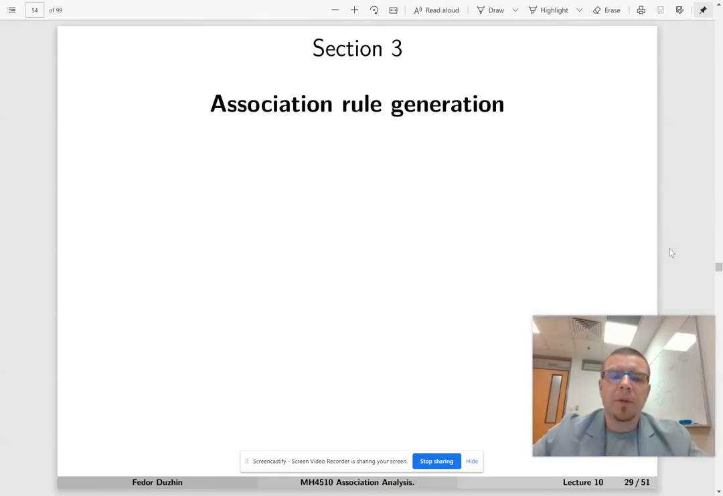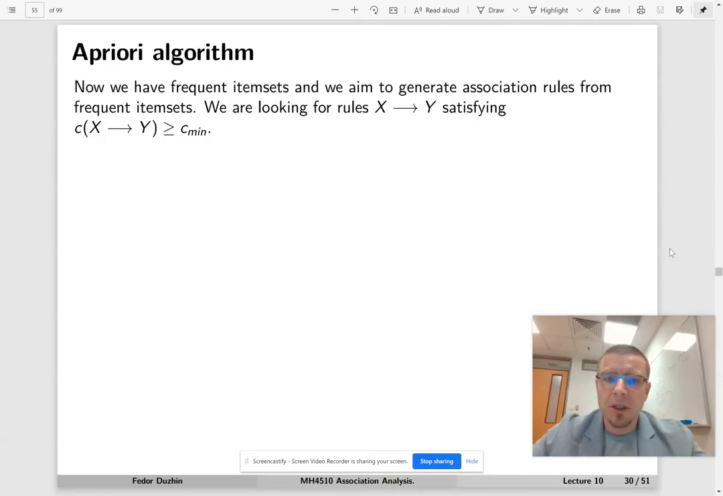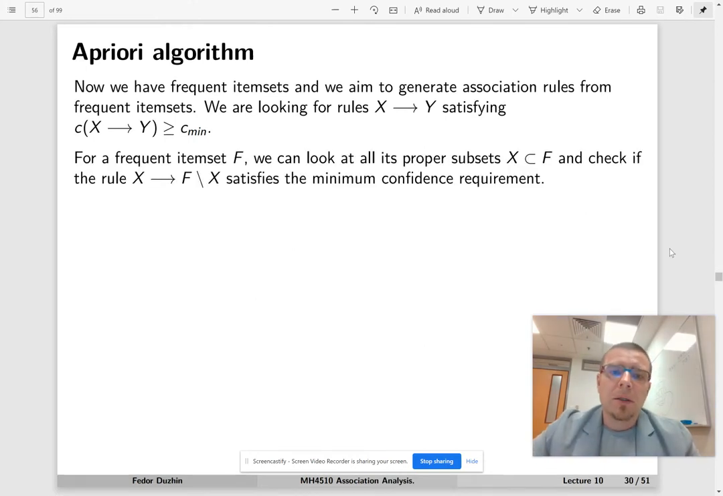All right, now we are going to talk about association rule generation. If we already have identified our frequent item sets, now we will try to generate association rules from these frequent item sets, and we will look for rules whose confidence is bigger than or equal to the minimum threshold for confidence. Given a frequent item set, we can look at all its proper subsets and check if the rule X implies F minus X satisfies the minimum confidence requirement.